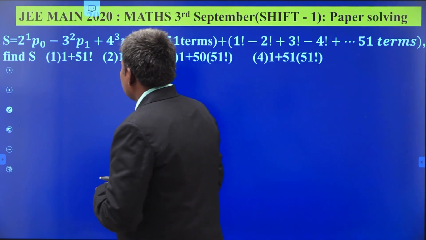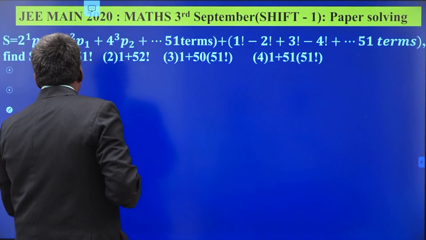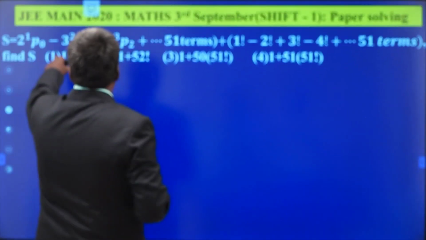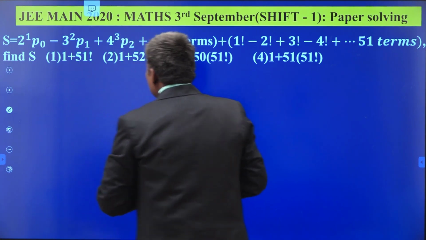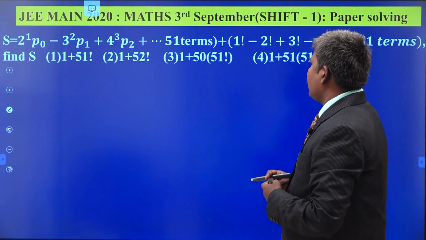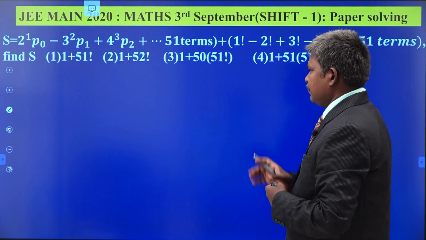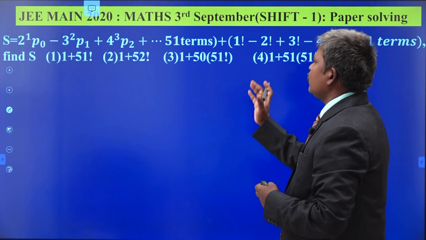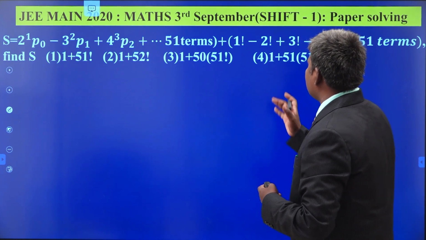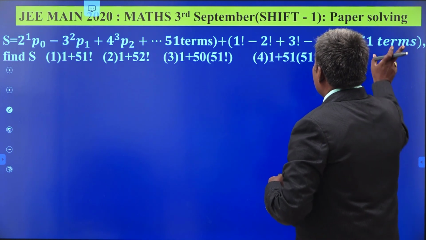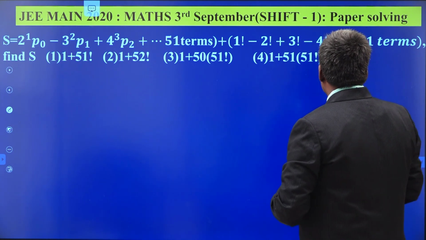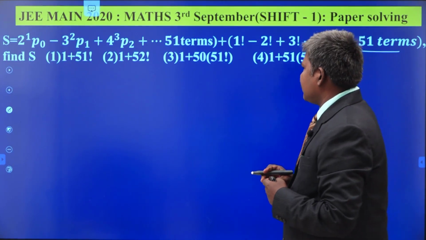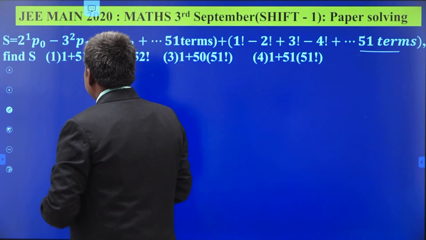See this one. Sorry, this is not 2 power 1 p naught. It is 2 into 1 p naught minus 3 into 2 p1 plus 4 into 3 p2 and so on up to 51 terms, plus 1 factorial minus 2 factorial plus 3 factorial minus 4 factorial and so on up to 51 terms. This is the expression. We have to find out the value.